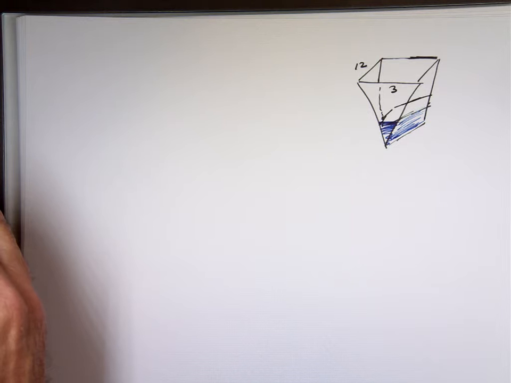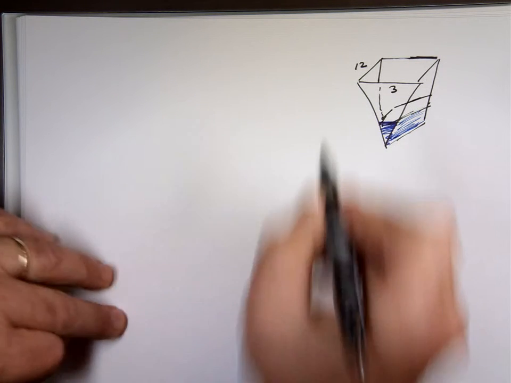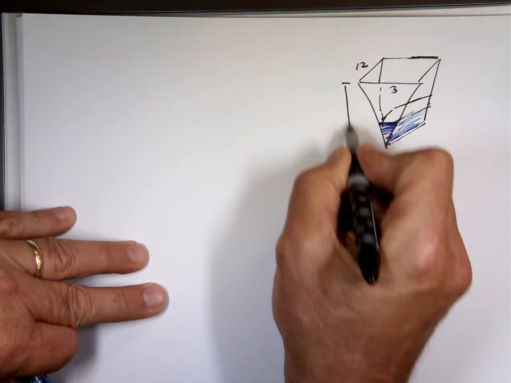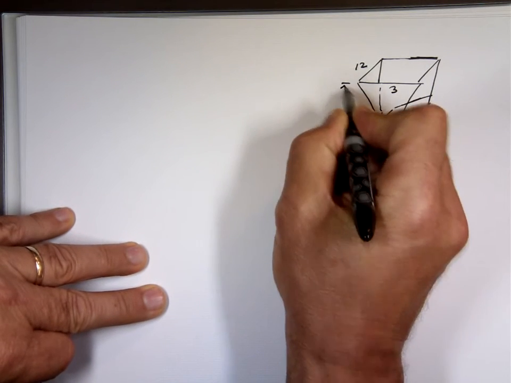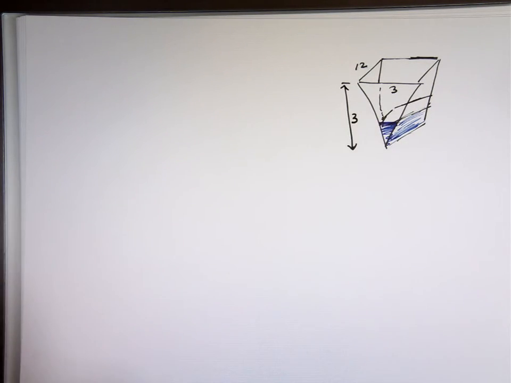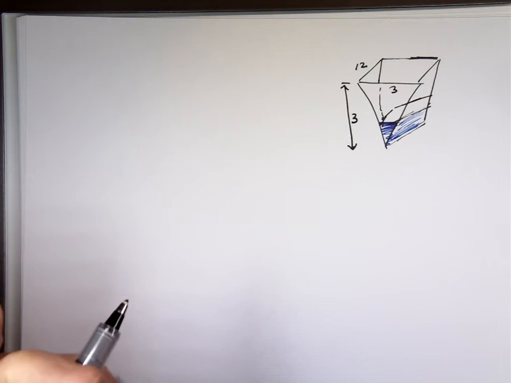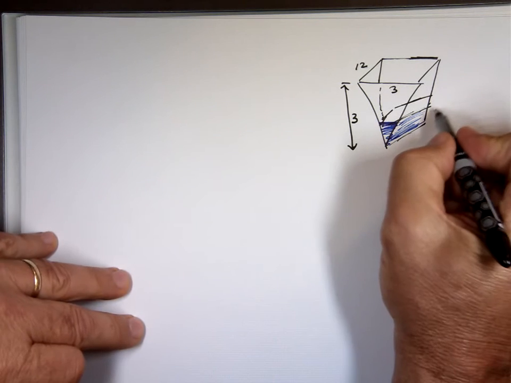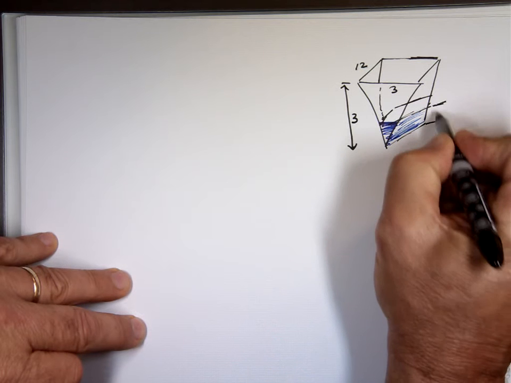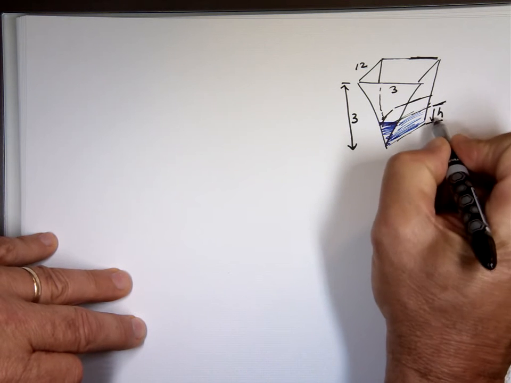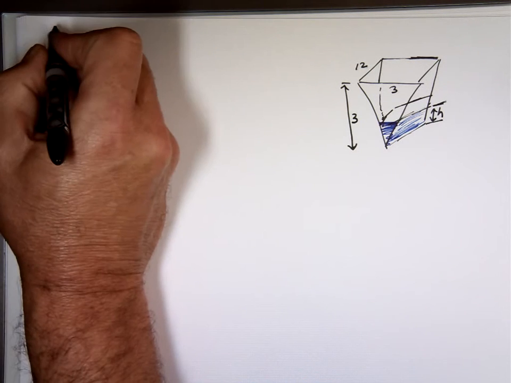And what about the other side? It's 3 feet tall as well. 3 feet this way. And it's coming at 2 cubic feet a second. And this is the height h. This is number 8.